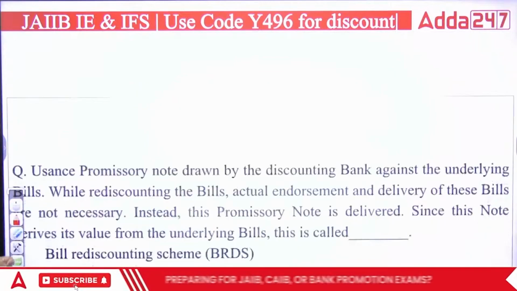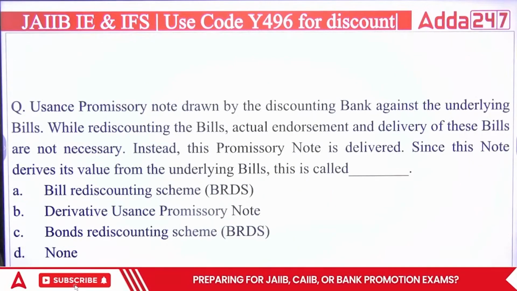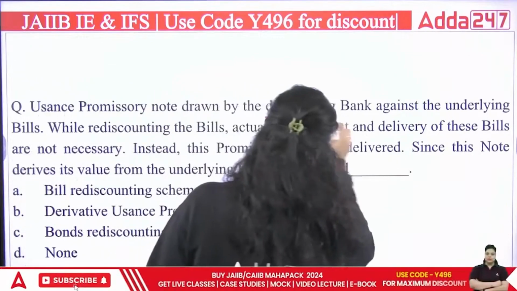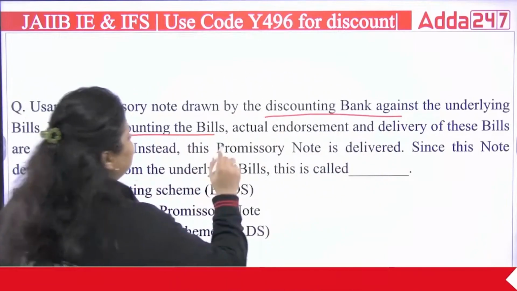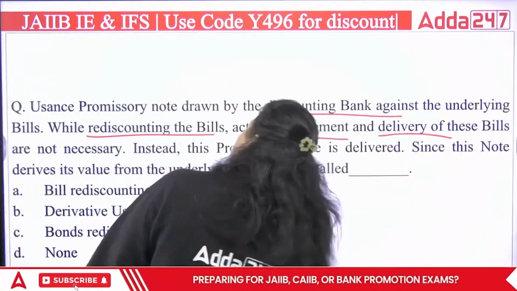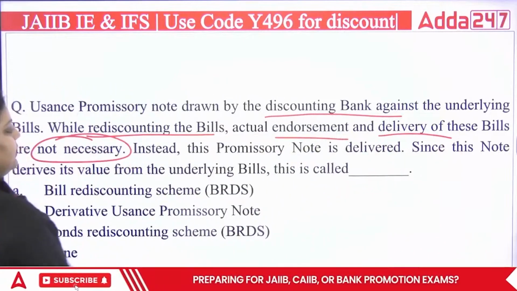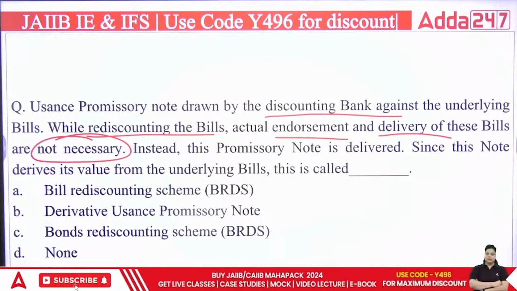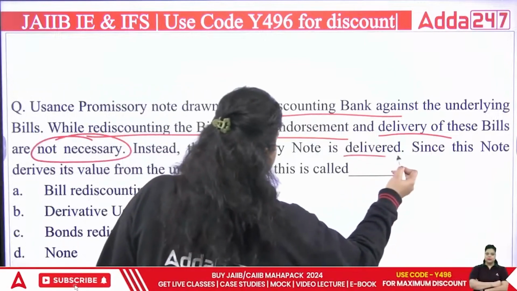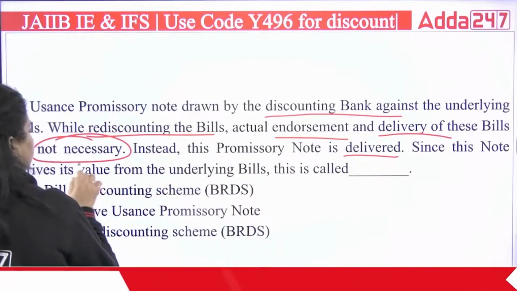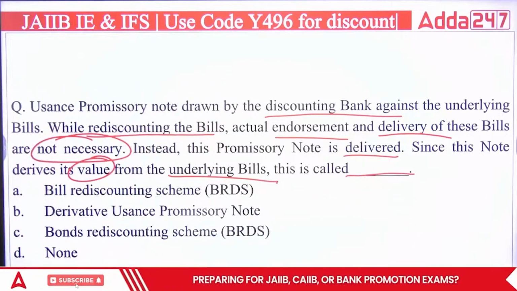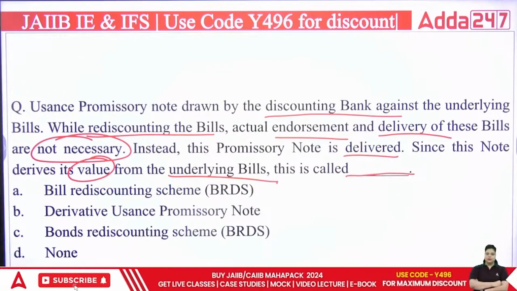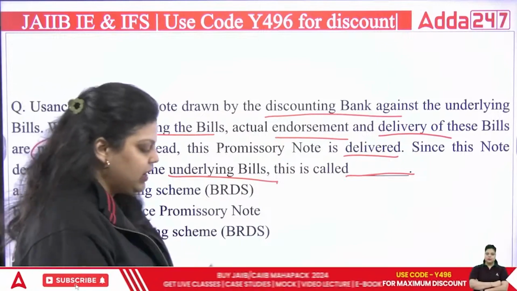Next question. We are talking about a usance promissory note drawn by the discounting bank against the underlying bills. While rediscounting the bills, actual endorsement and delivery of these bills are not necessary. Instead, this promissory note is delivered. Since this note derives its value from the underlying bills, this is called dash. So in the bill rediscounting scheme, BRDS scheme, what happens?